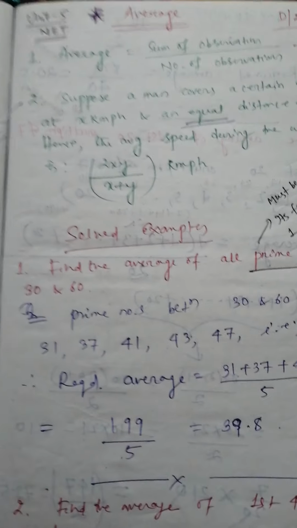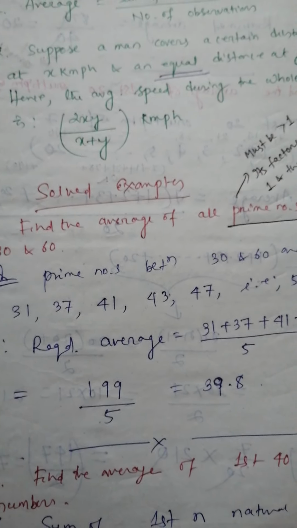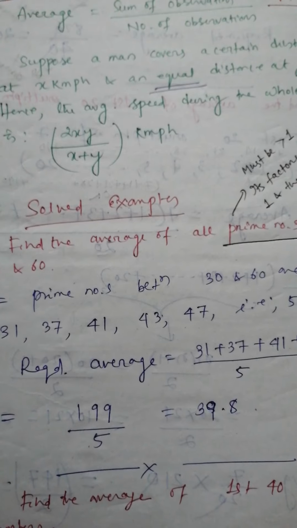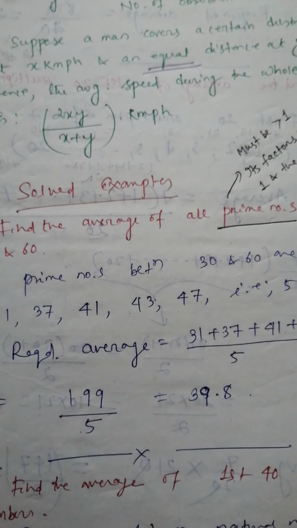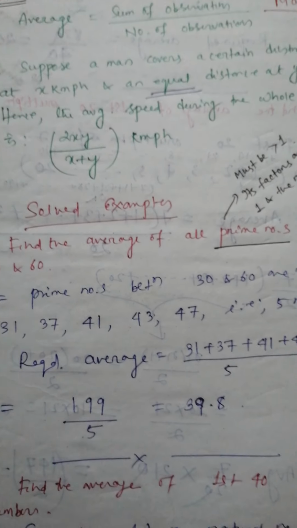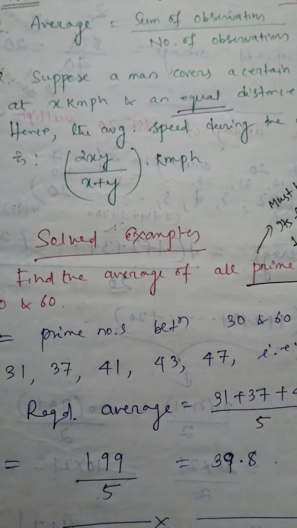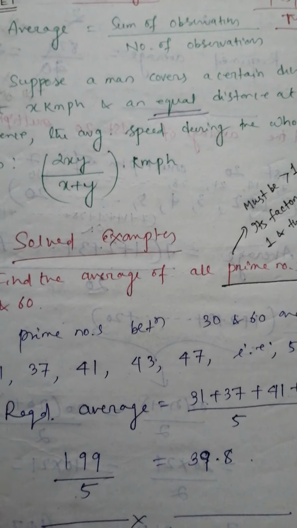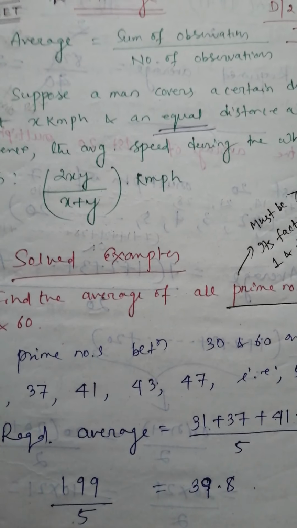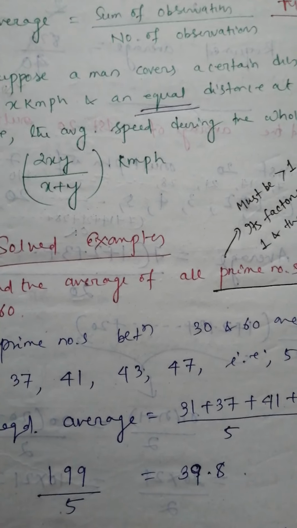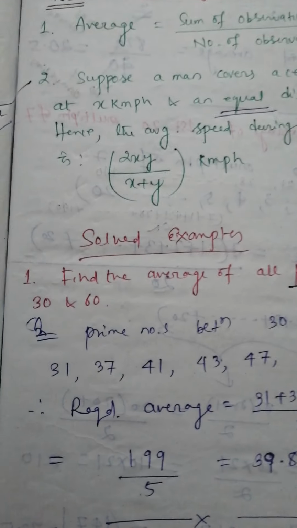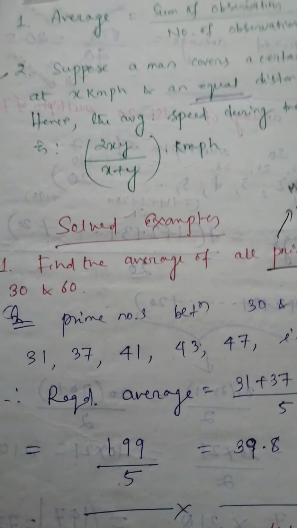Fine. So for this I must tell you that I have taken reference from the book of R.S. Agarwal, Quantitative Aptitude by R.S. Agarwal. So first point to remember here is how can we calculate average? Average equal to sum of observations divided by number of observations.